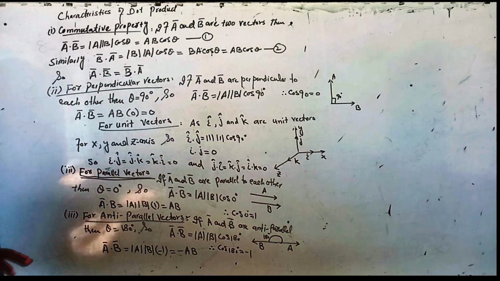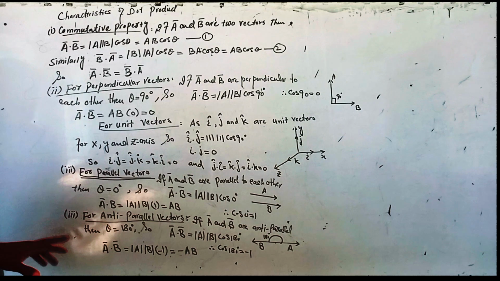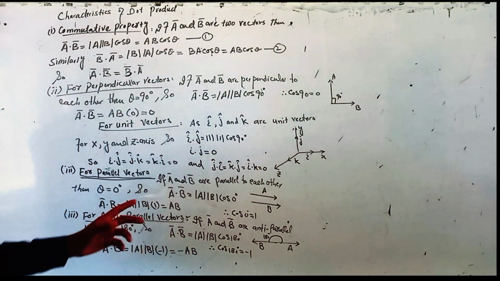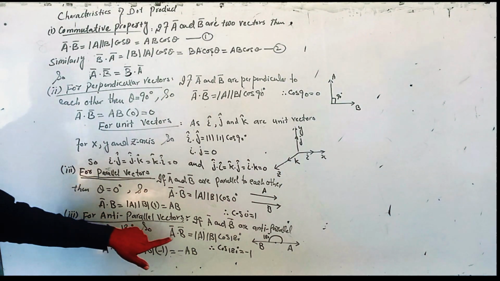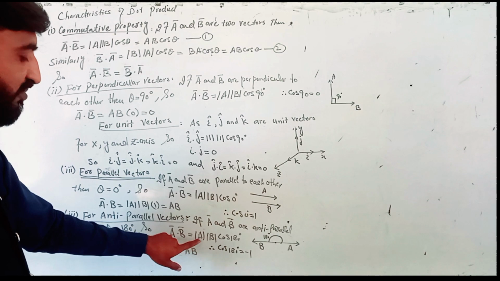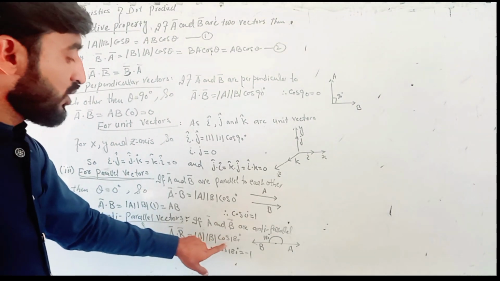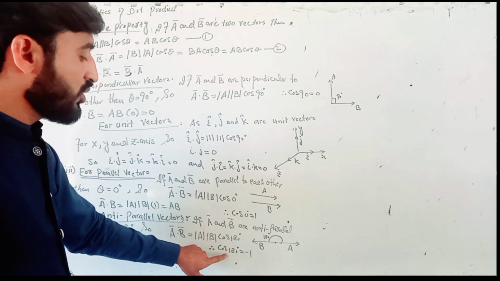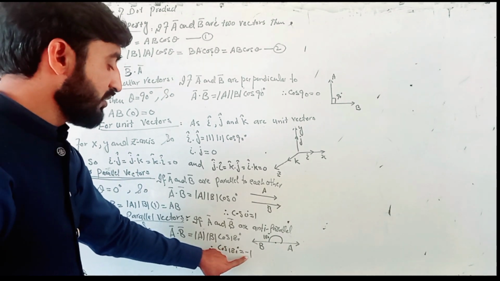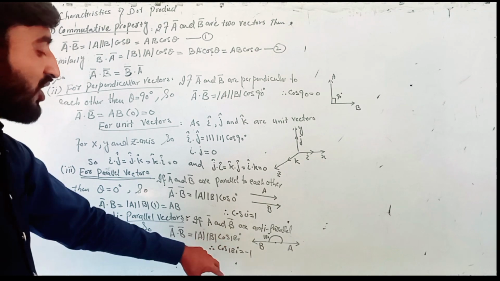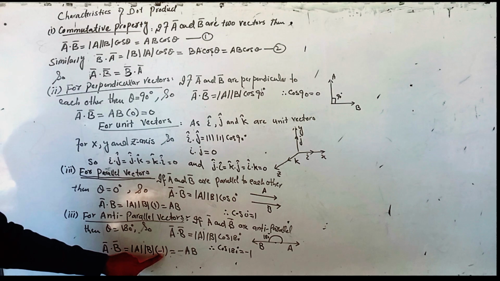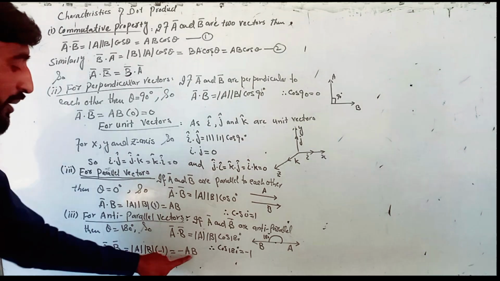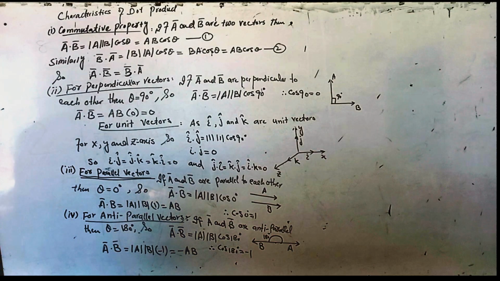For anti-parallel vectors, which is our next property, anti means they are in opposite directions. When the vectors are in opposite directions, then theta, the angle between them, is 180 degrees. So I write it here, A dot B equals magnitude of A, magnitude of B into cos of 180 degrees. And you know cos of 180 degrees is equal to minus 1. So again we put the value of cos 180 degrees here. We get magnitude of A, magnitude of B, into the value of cos 180 degrees, which is minus 1. When we multiply, we get minus AB. These are four properties of dot product.